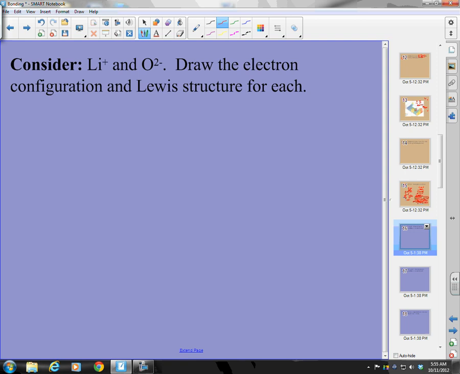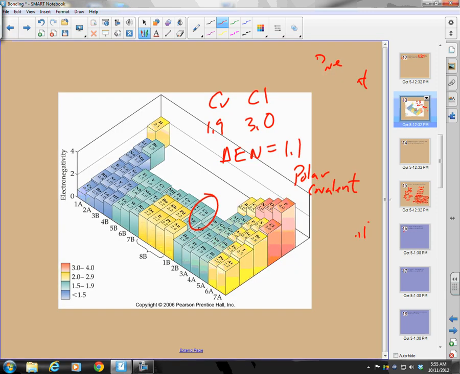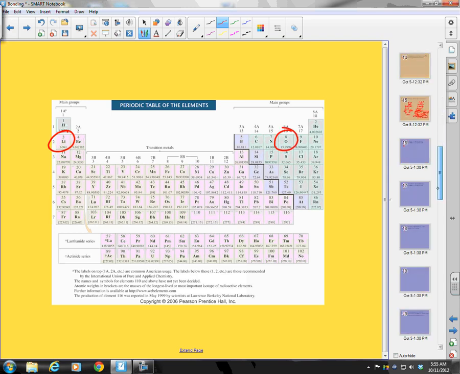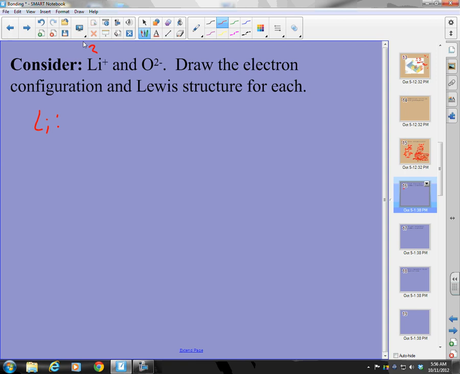Let's dive into our next problem. Consider lithium plus, which we'd call the lithium cation, and oxygen 2 minus, which we'd call the oxygen anion, or oxide. Draw the electron configuration and Lewis structure for each. Okay, so let's start off with lithium. If we look at lithium on the periodic table, lithium has 3 electrons. Oxygen has 8 electrons. So this is 3, this is 8.